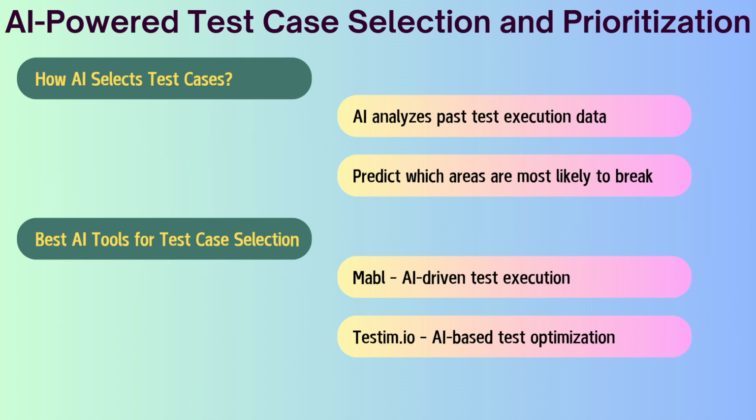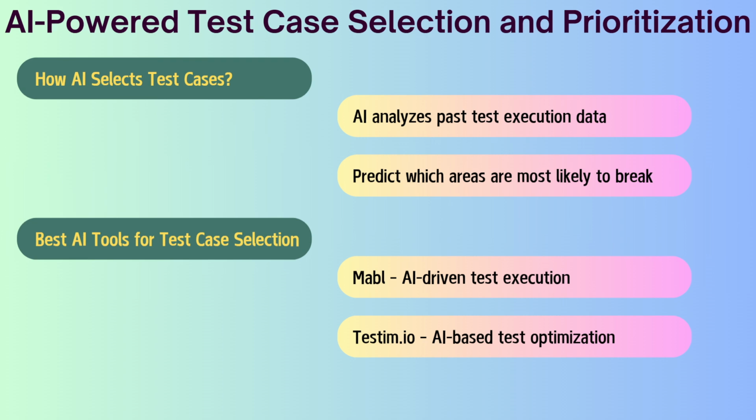For example, imagine you are working on a travel booking website and the team makes a minor change to the flight search feature. Running all 5,000 test cases would take hours. AI detects that only 200 test cases are directly impacted and prioritizes them. So we can save 80% of the test execution time.